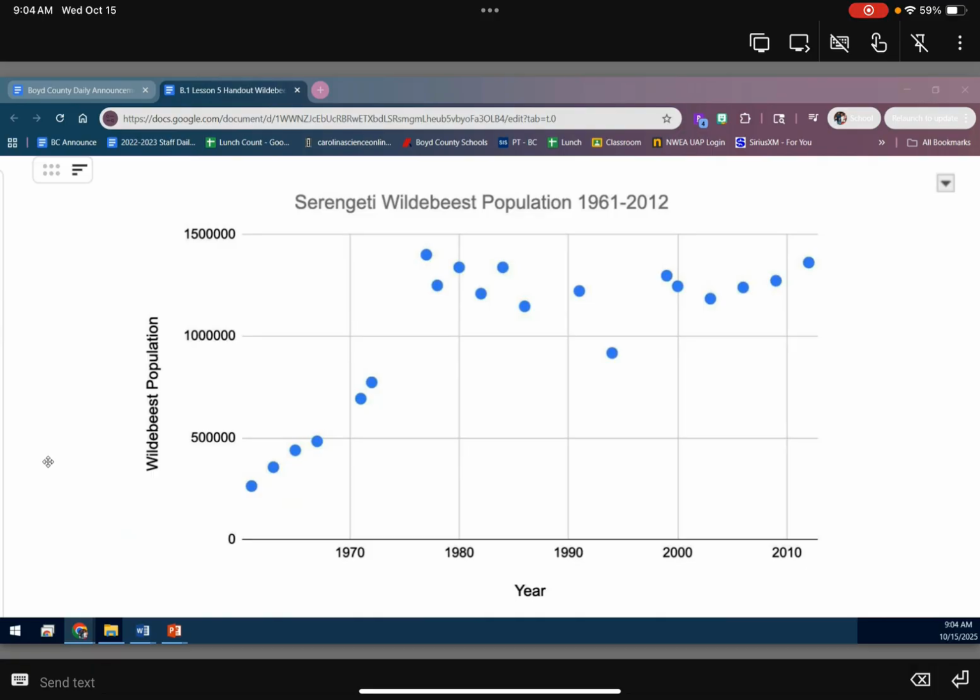I'm looking at the graph. Where do you get 5,000? Or 50,000, I can't read that number. The bottom one? How many zeros are there? That's 500,000. That might be 500,000.